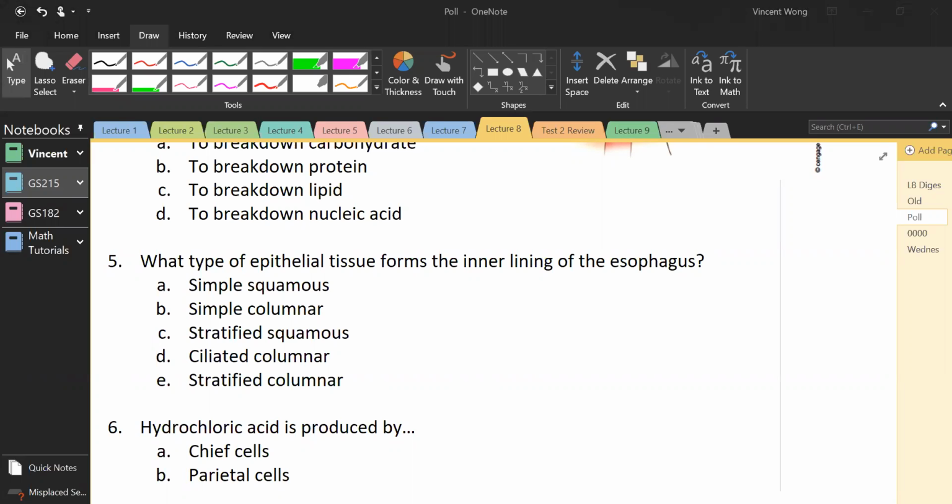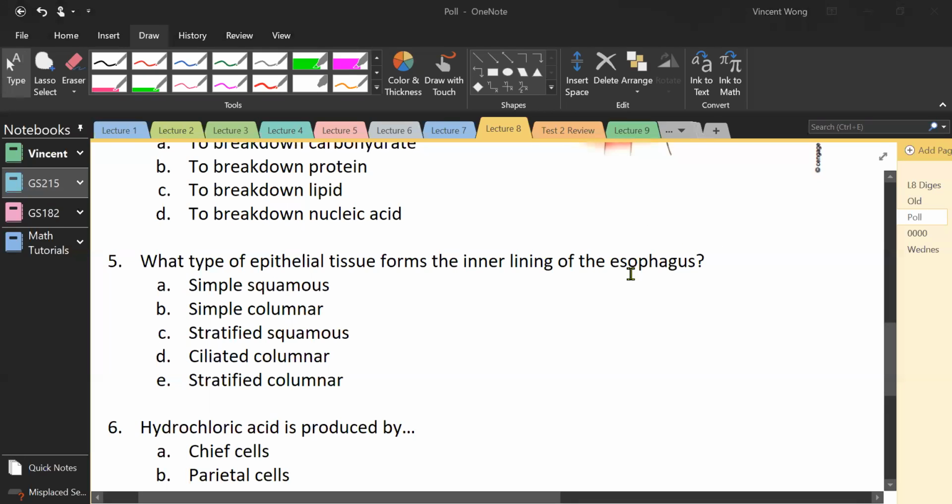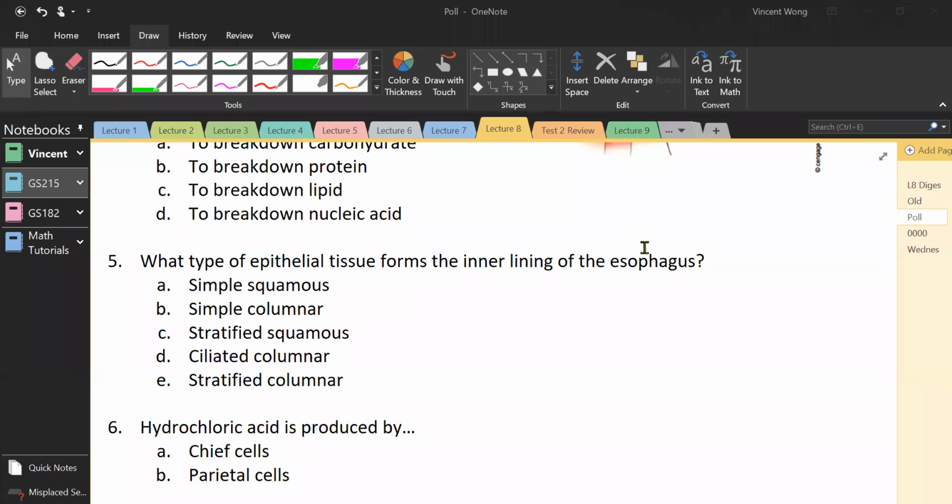Okay, so it looks like the answers are all over the place here. So the esophagus, that's the tube that connects the mouth to the stomach. There's a lot of stuff that's passing through it. They could be hot, they could be cold, various abrasive types of food that you might be eating. And so you want to protect the esophagus as much as possible.